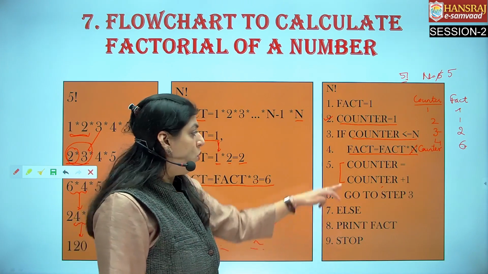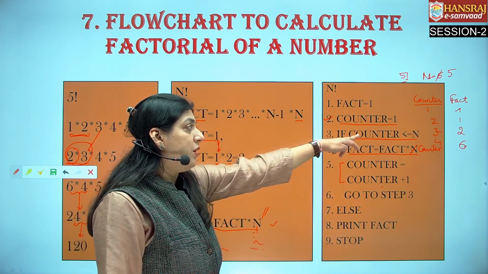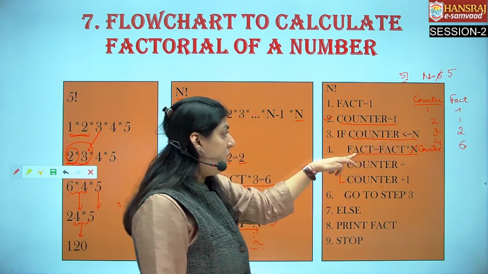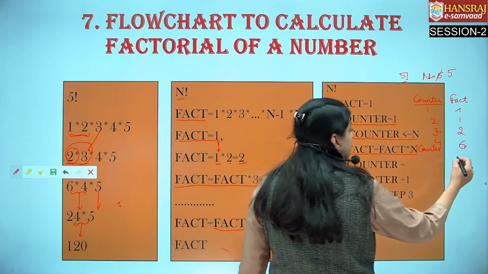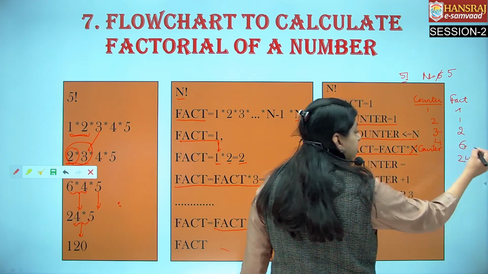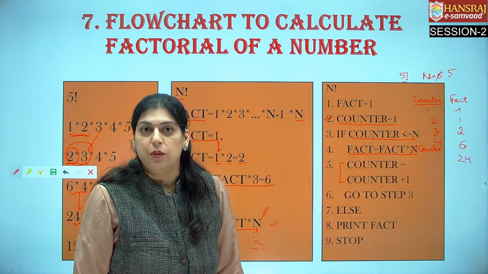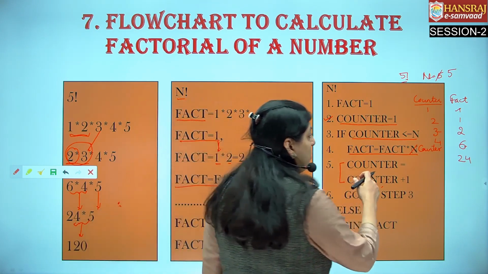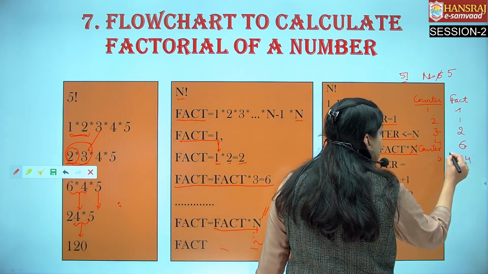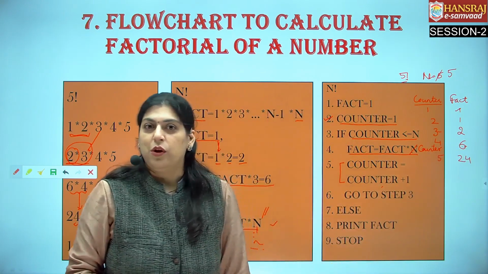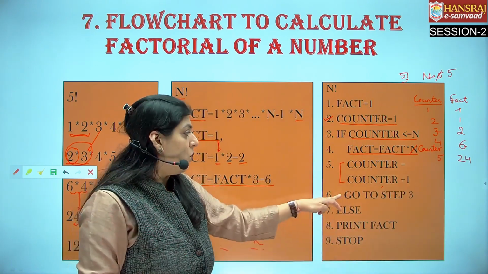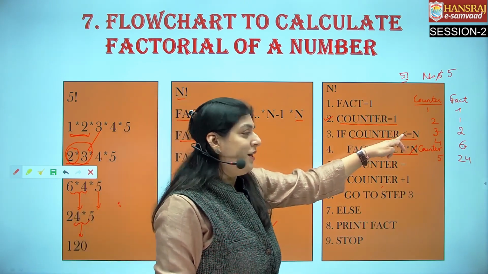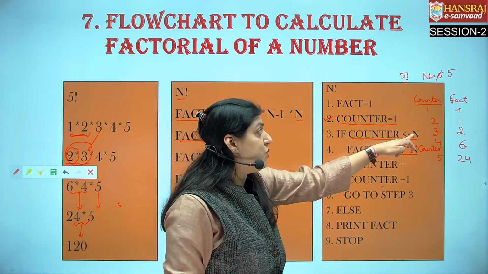Right? Go to step 3, check the value of counter, 4. 4 is less than 5, true. So again the fact will be calculated. So we will get 6 multiplied by 4, that is 24. Okay, and then the value of the counter will be incremented by 1. Earlier it was 4, now it is going to become 5. Go to step 3. Again you have to check, is 5 less than 5? No, but it is equal to 5.